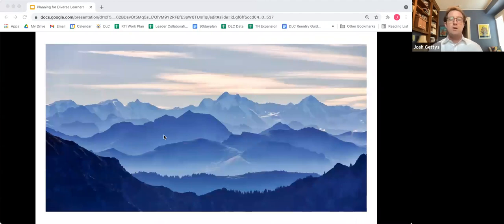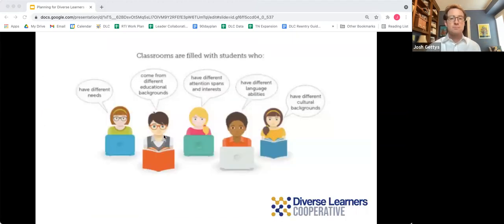So our question is, how are we going to overcome this challenge? Like, how are we going to equip diverse learners to climb this mountain and meet the rigor of grade level work? So we're going to walk you through a process you can replicate in your own context to get students ready to make the climb.